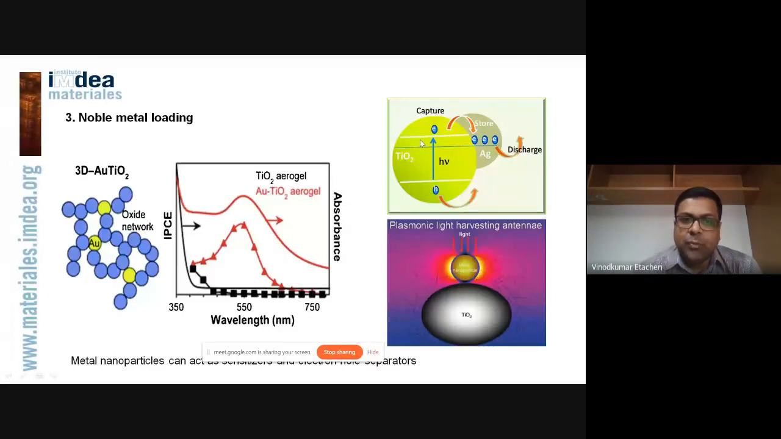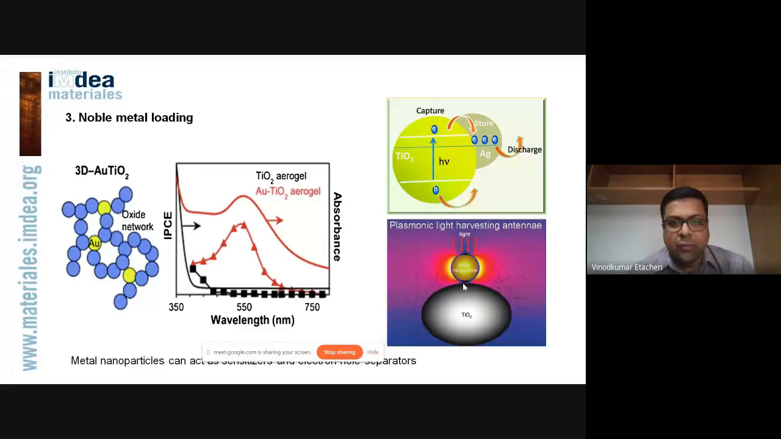In the case of noble metal loaded TiO2, here you can see a 3D gold modified TiO2. Another example: you see the absorptions are different. Just TiO2 absorbs only around 380 nanometers, but if you modify with gold, it can absorb in the visible region. And that mechanism is totally different. Silver can slow down the recombination, but gold can act as a plasmonic antenna. This process is known as plasmonic harvesting.